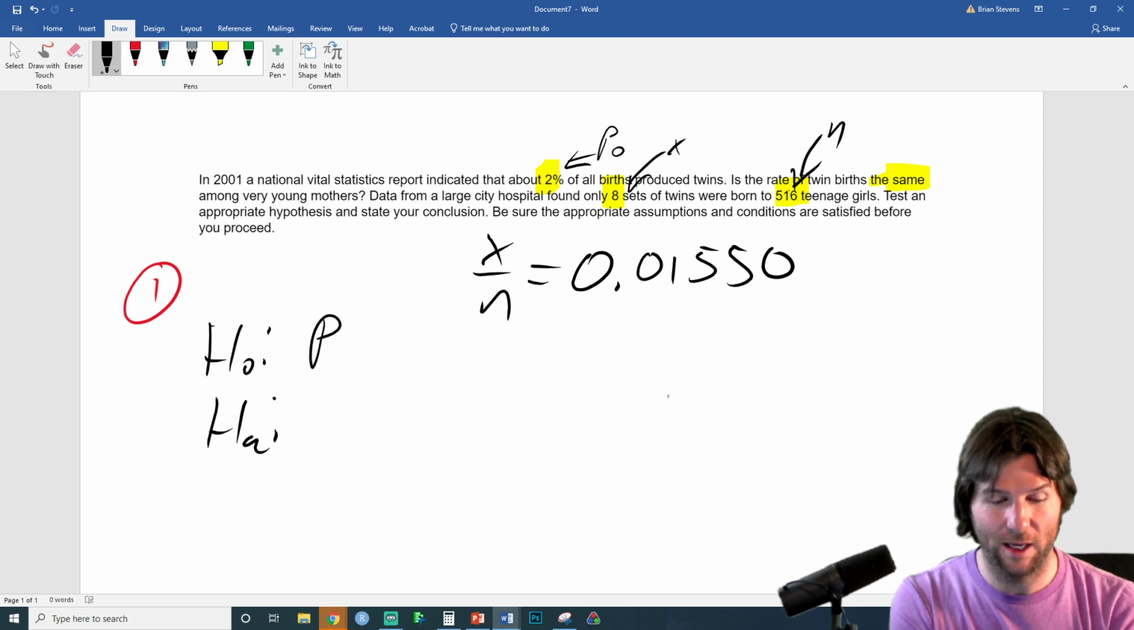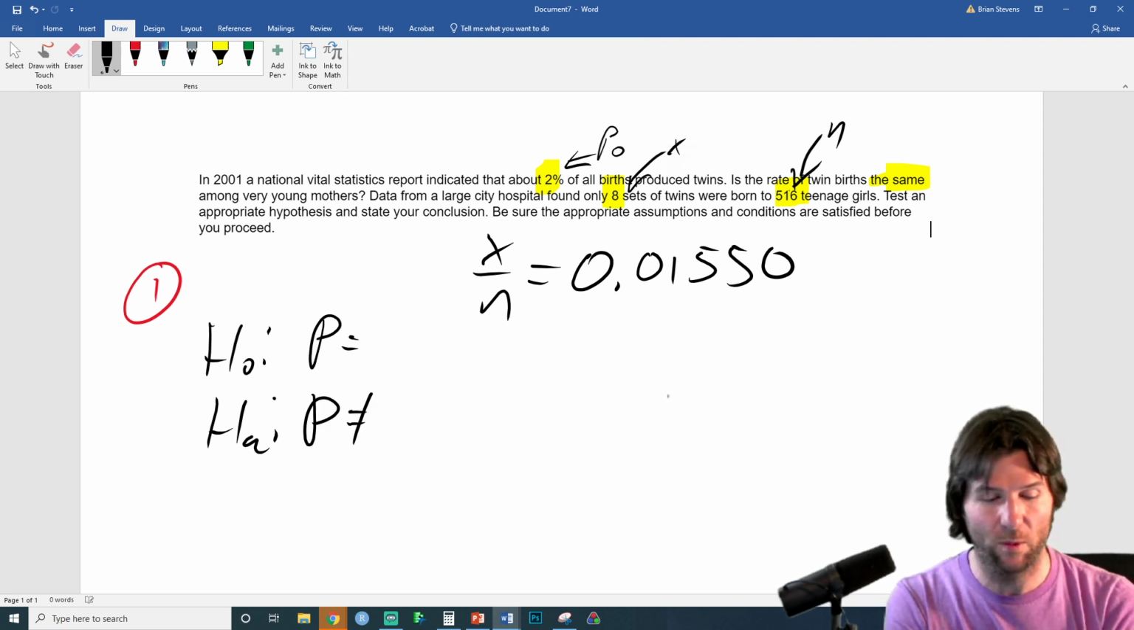So you got it, great job, Sydney. P equals P naught, and we're asking if it's the same, so it's not equals.